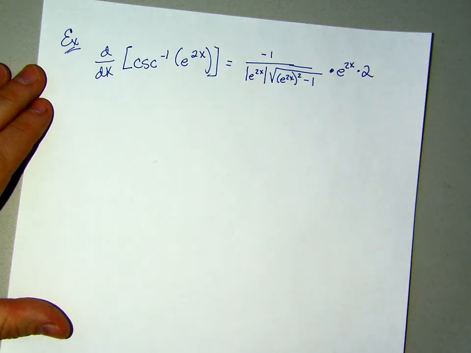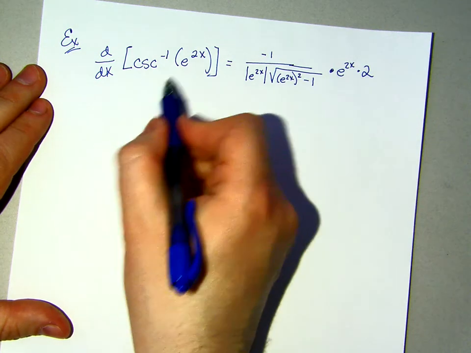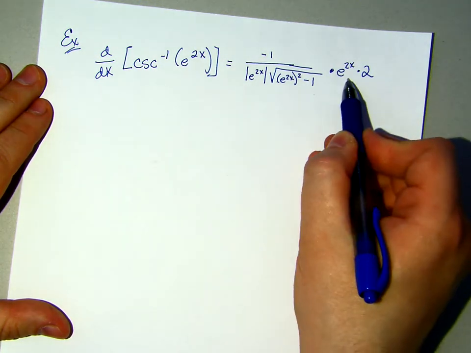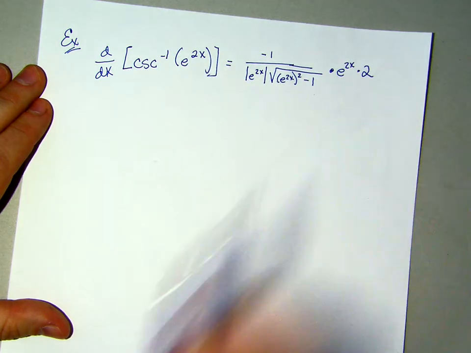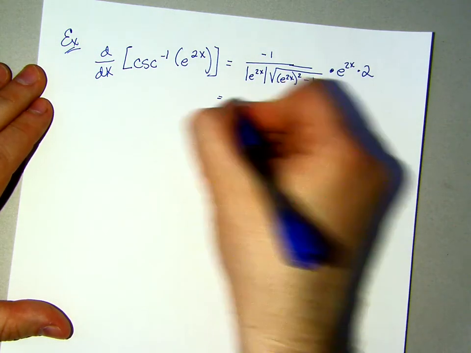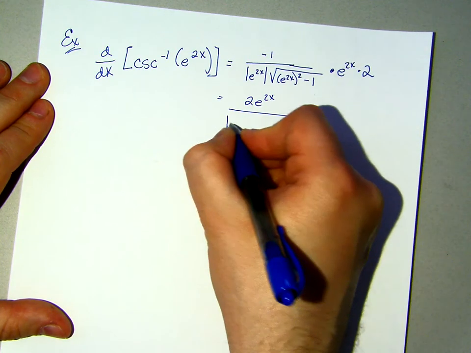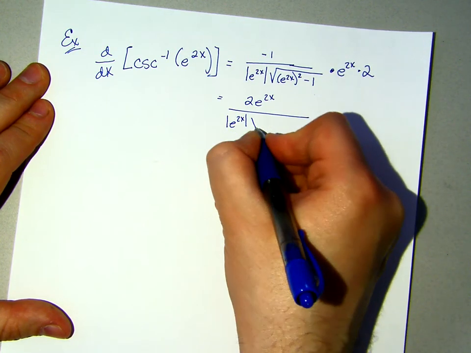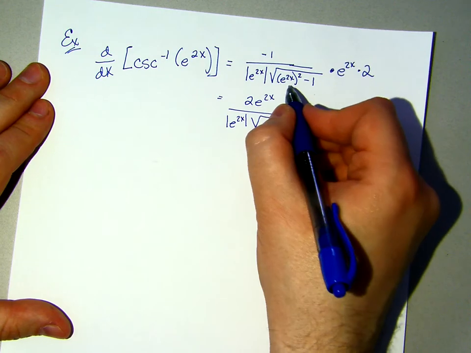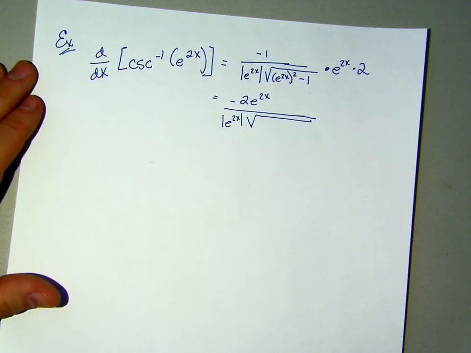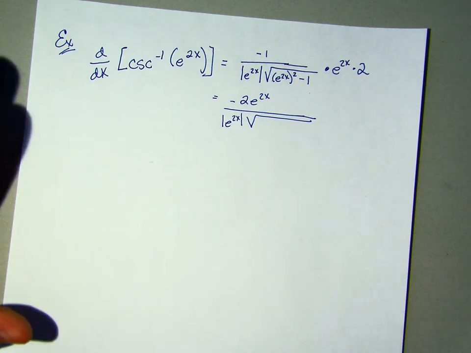Really, this is kind of like a 3-part chain rule problem. We dealt with the inverse cosecant. That's this thing. Then we dealt with the e raised to the, that's this thing. Then we dealt with the 2x. That's that thing. Okay, so this is 2e to the 2x over absolute value of e to the 2x. Yep, lost the negative. Thank you very much. Negative 2e to the 2x over absolute value e to the 2x.